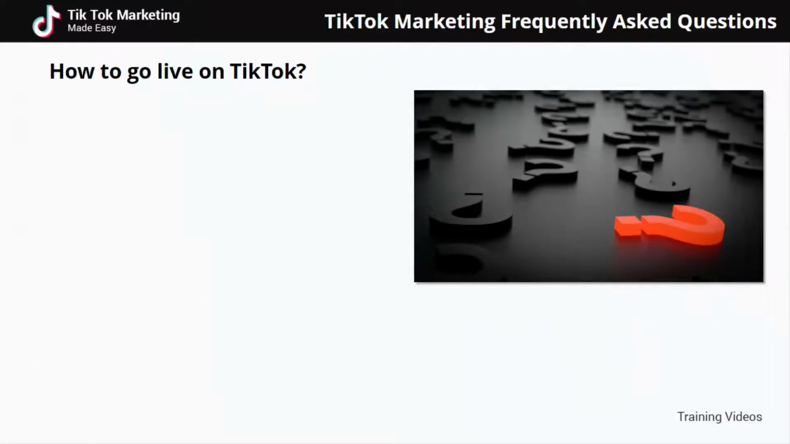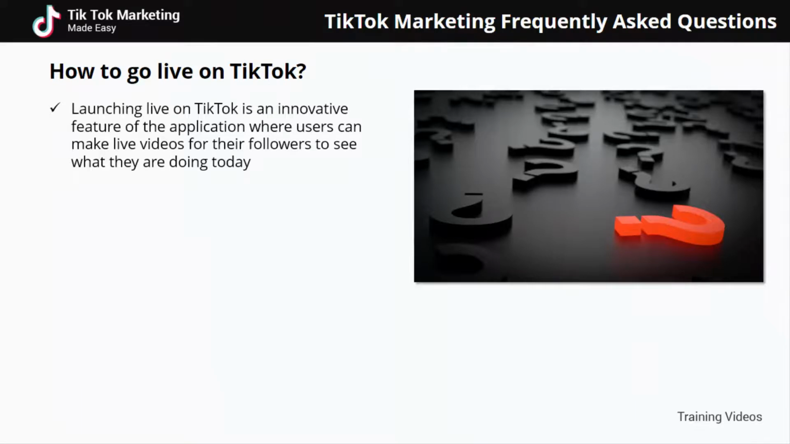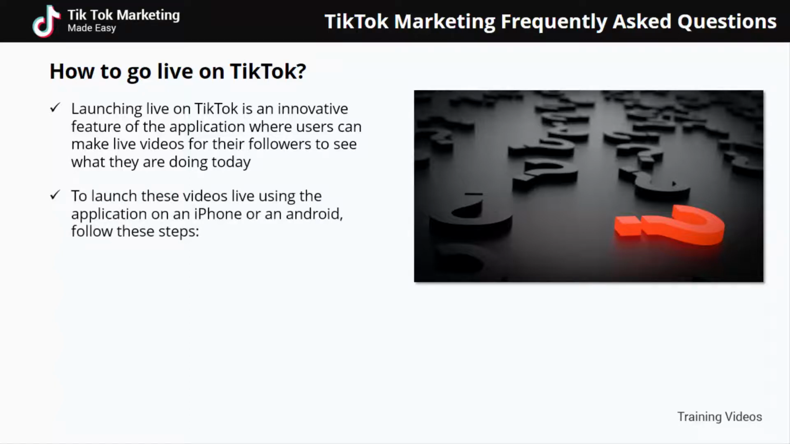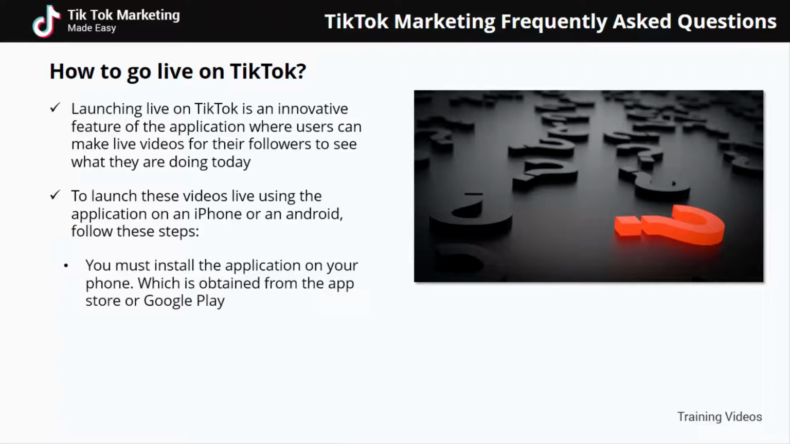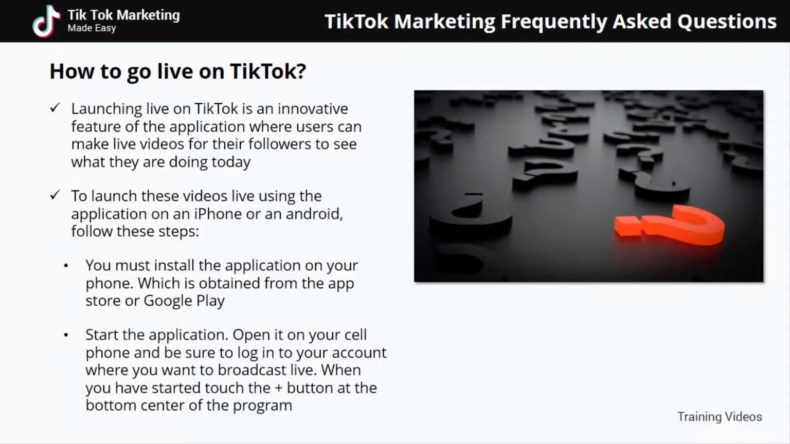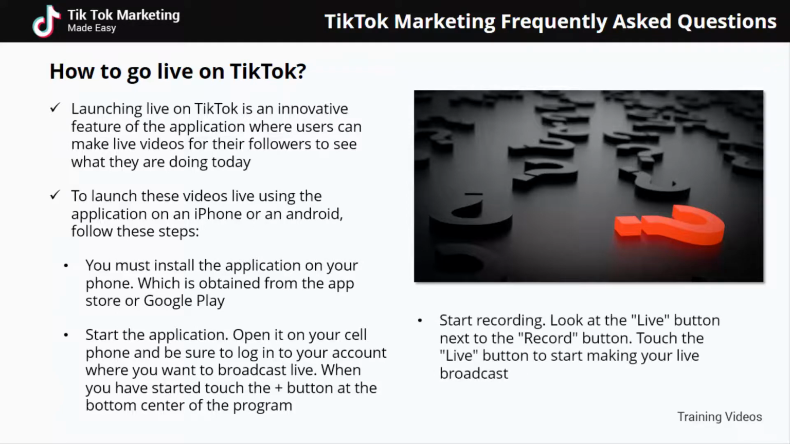How do you go live on TikTok? Launching live on TikTok is an innovative feature of the application where users can make live videos for their followers to see what they are doing today. To launch these videos live using the application on an iPhone or an Android, follow these steps. You must install the application on your phone, which is obtained from the App Store or Google Play. Start the application, open it on your cell phone, and be sure to log into your account where you want to broadcast live. When you have started, touch the plus button at the bottom center of the program. Start recording. Look at the live button next to the record button. Touch the live button to start making your live broadcast.